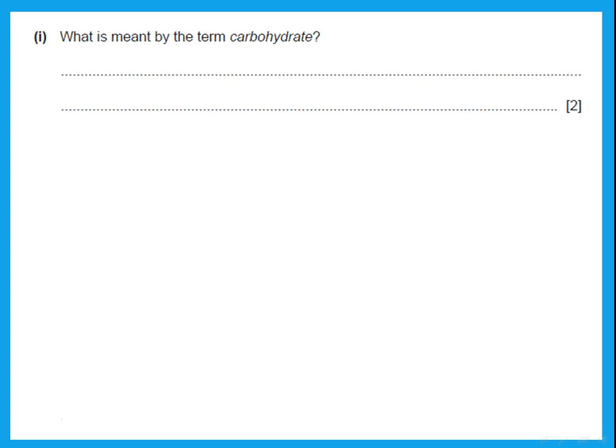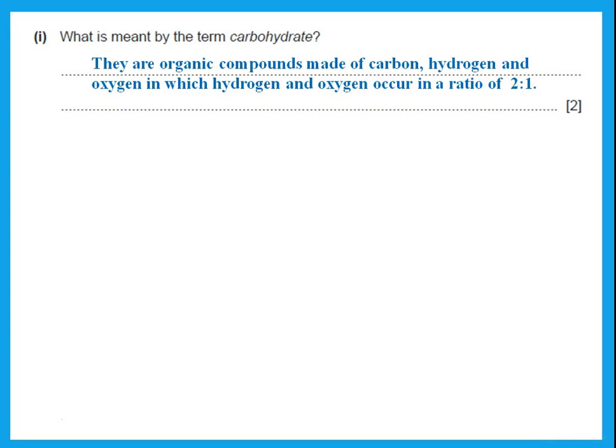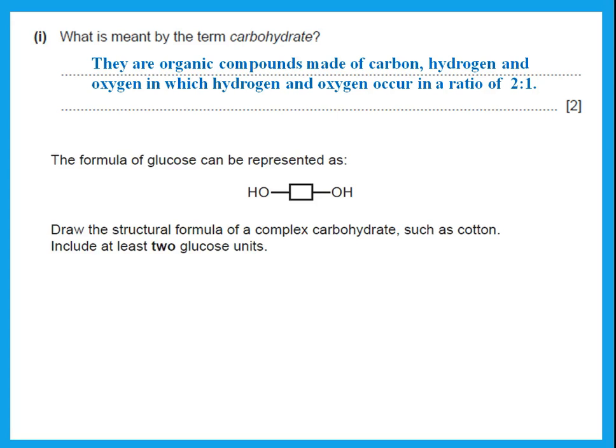What is meant by the term carbohydrate? Now you should know that carbohydrates are organic compounds made of carbon, hydrogen, and oxygen, in which the hydrogen and oxygen occur in a ratio of 2 to 1. Because you have 2 marks, you have to give these 2 points. That first of all, they're made of carbon, hydrogen, and oxygen, and that the hydrogen and oxygen occur in a ratio of 2 to 1. That's the definition of carbohydrate.